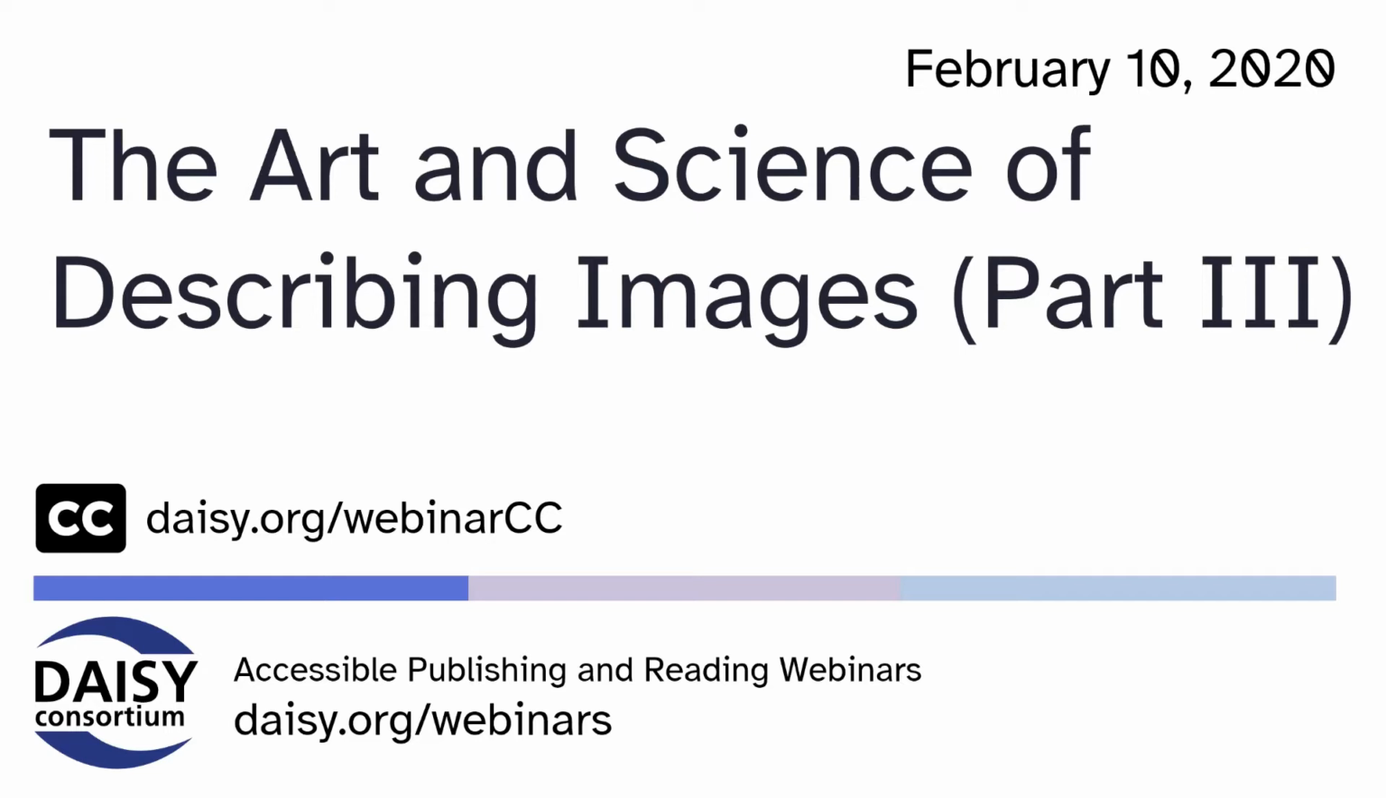Our second webinar, titled The Art and Science of Describing Images Part 2, covered techniques for complex images, tables and charts, infographics and maps. If you missed it, then the videos, transcripts and slide decks are available on the DAISY website. Having covered the principles of basic and complex image types in the previous webinars, we're now ready to dive into even more challenging content.